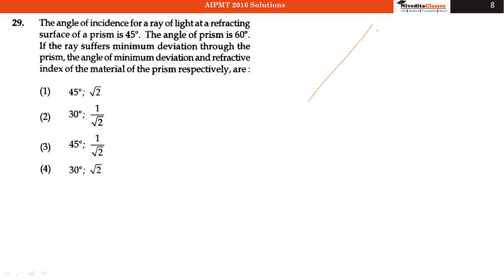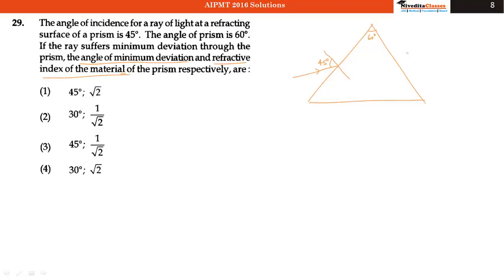So let's draw the figure. Let's say this is our prism and this angle is given as 60 degree, and if I draw this as normal, so this is our ray of incidence and this angle is given to us as 45 degree. Now what it further says that if the ray suffers the minimum deviation through the prism, then we have to find angle of minimum deviation and refractive index of the material of the prism respectively.